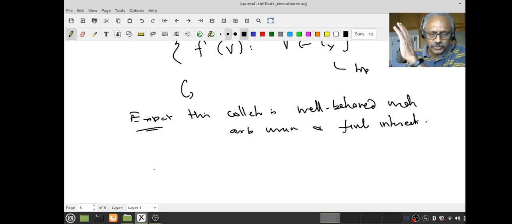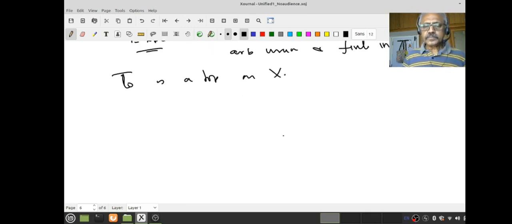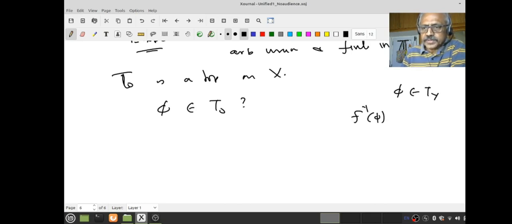Let us go slow. So I claim this is a topology, call it tau naught. I claim tau naught is a topology on X. Let us prove it. To prove tau naught is a topology on X, what are the things I have to prove? Whether the empty set belongs to tau naught. That's clear, because the empty set belongs to tau_Y, and f inverse of the empty set is the empty set.